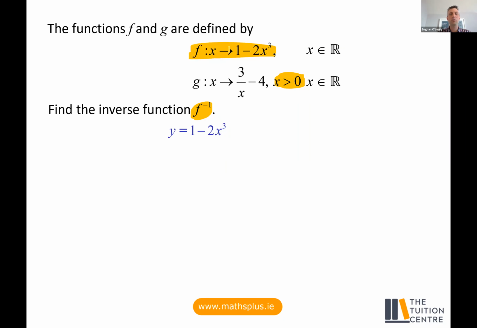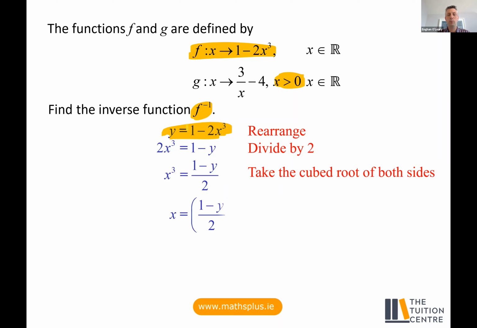f is a function such that x is mapped onto 1 minus 2x cubed. But you can say that's equivalent to saying y is equal to 1 minus 2x cubed. And what we're going to do here is isolate the x. So we rearrange, we get 2x cubed is equal to 1 minus y, divide across by 2, get the cube root of both sides. And now I've isolated x.